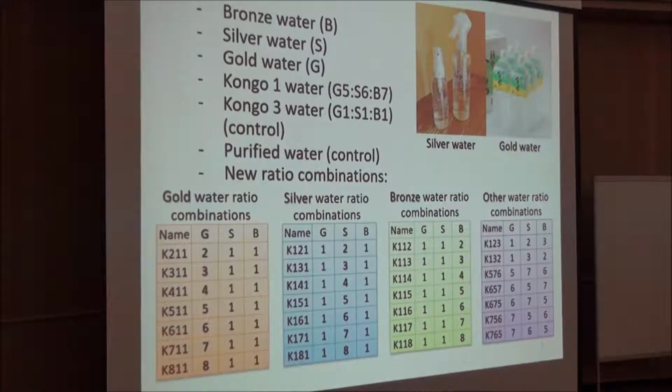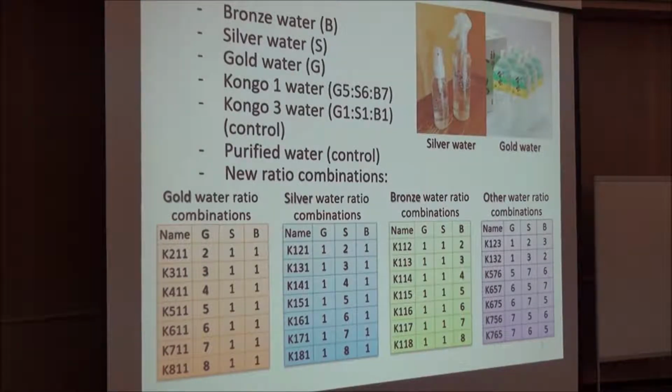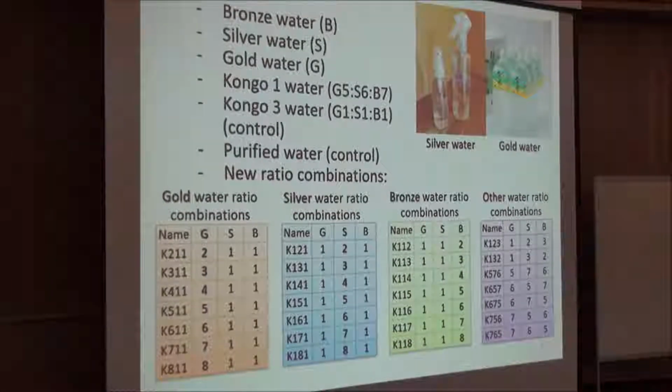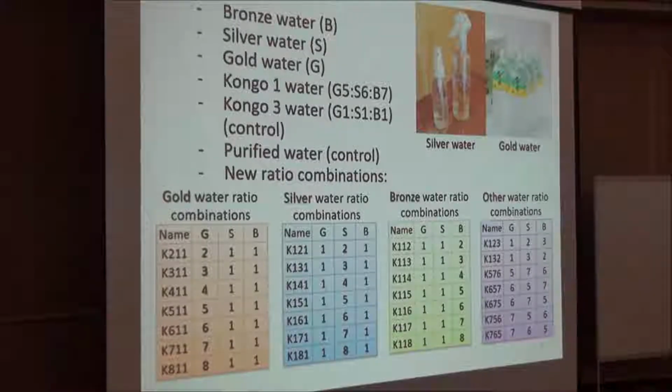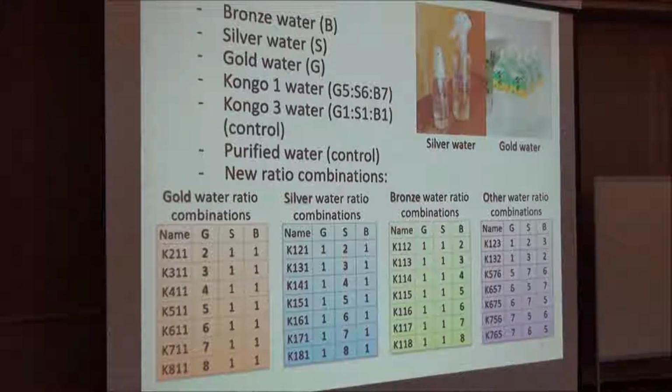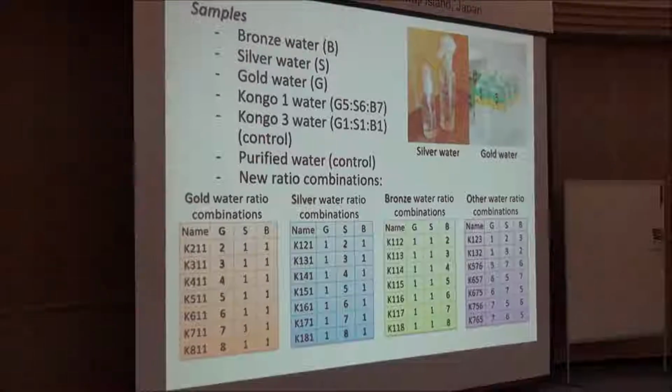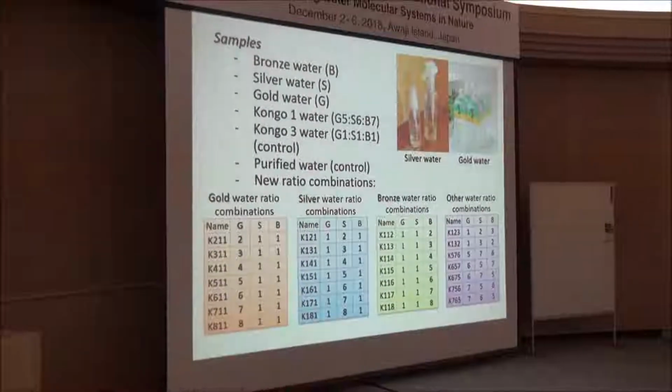The sample list included the 3 main Yunosatu waters, bronze water, silver, and gold, which don't have bronze, silver, and gold inside them. They're just called like that because of their functionality. Also, Congo 1 water, which has a ratio of 5 times gold water, 6 times silver, and 7 times bronze water, and Congo 3 water, which has an equal amount of the 3 waters, which I used as a control.